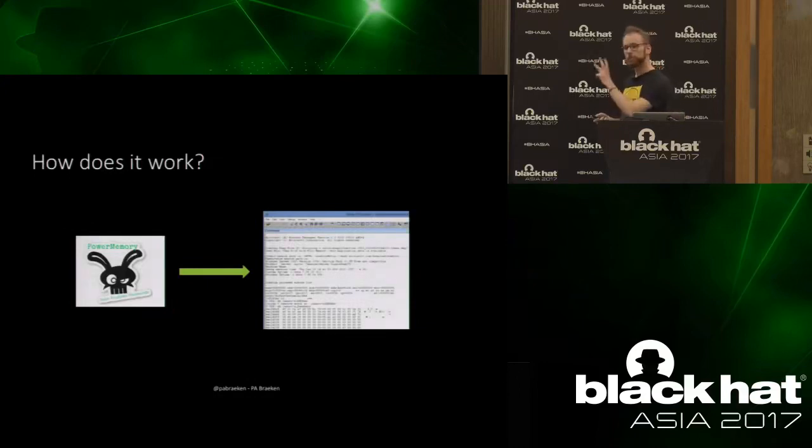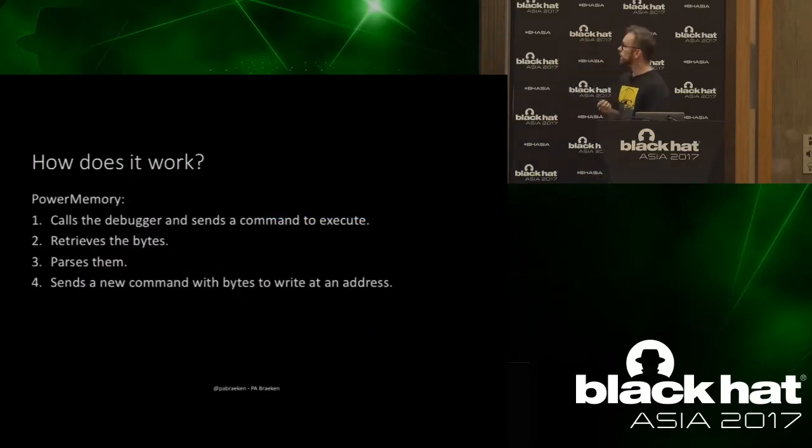So you have PowerMemory, and you have the debugger. Here it's WinDbg, the GUI debugger of Microsoft, but in the tools I use CDB, which is the same thing but in command line, so you can automate it. How does it work? First, PowerMemory calls the debugger, and it sends a command to execute.